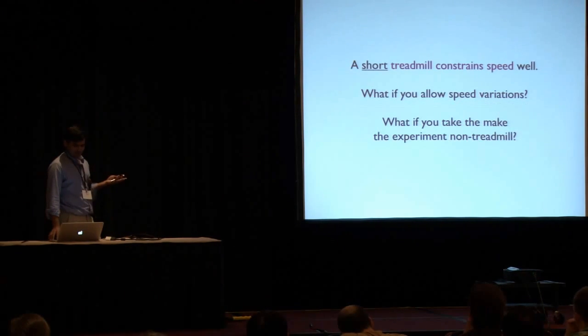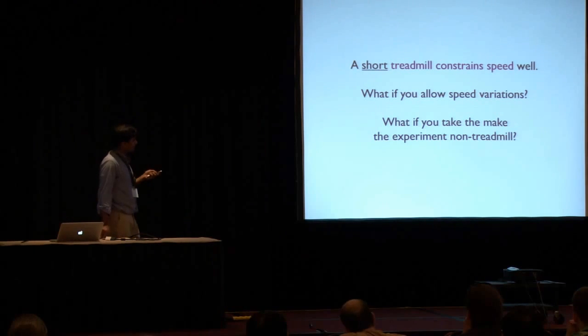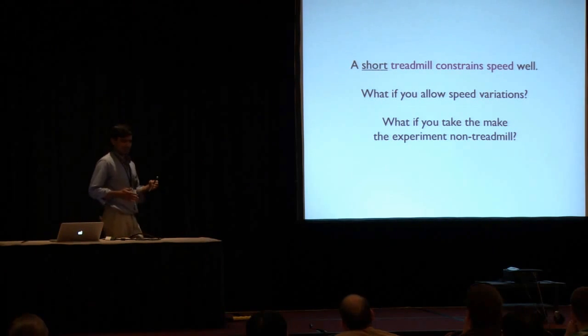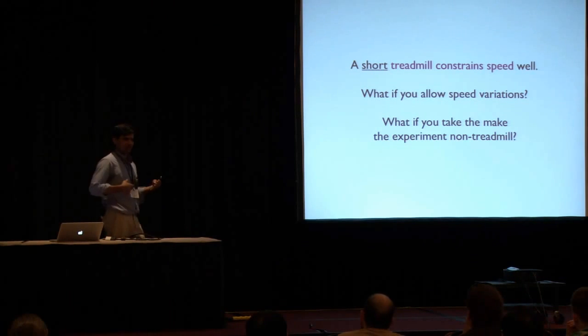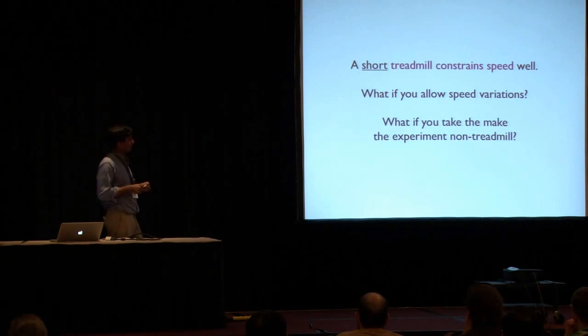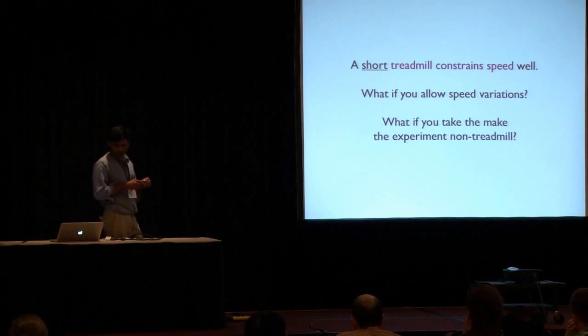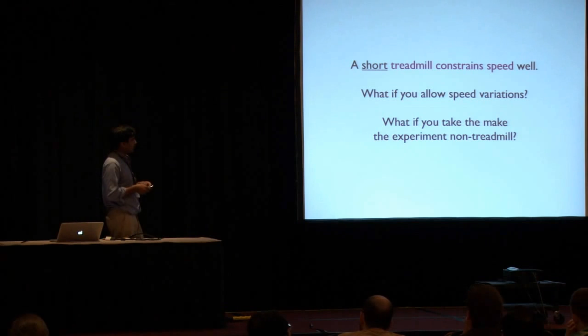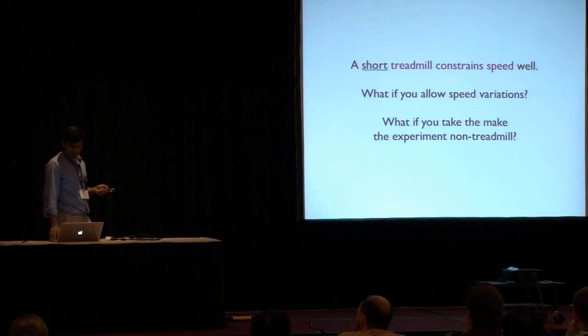And what does a treadmill do? A treadmill constrains speed, in particular a short treadmill constrains speed, because if you fluctuate your speed too much, you will run off the front of the treadmill or fall off the back. So the question you want to think about is what happens to gait transition when you allow speed variations. Essentially, you make it a non-treadmill gait transition experiment.